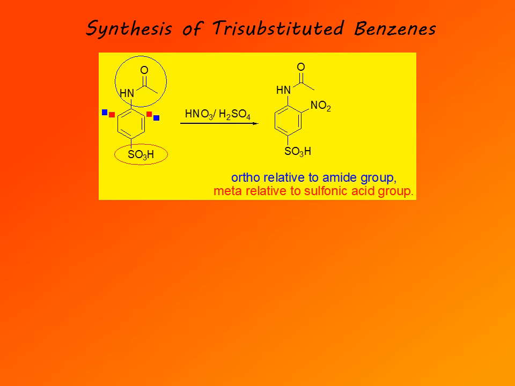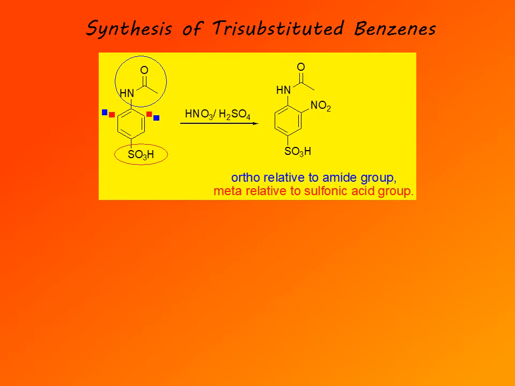First example is a case where we have sulfonic acid, and in para position relative to sulfonic acid, there's an amide substituent. So let's consider the directing effect first of the amide substituent. It's circled in blue, and it's directing the incoming substituent ortho and para to itself. Para position is taken by a sulfonate group, which means that only ortho positions are available, and where this substituent would direct incoming substituent is shown here with blue squares.